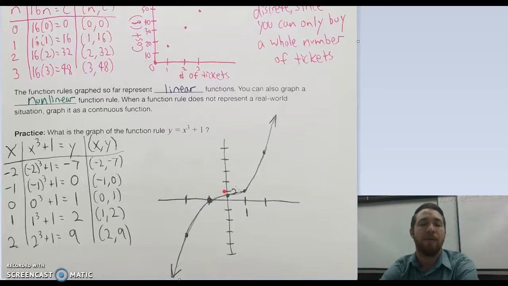Again, you can fill this in with a smooth curve because it is continuous. It's just an equation, not a real-life example. So this is non-linear. These points don't form a straight line, but if I fill that in with a curve that goes to the points as smoothly as possible, that would be my graph.